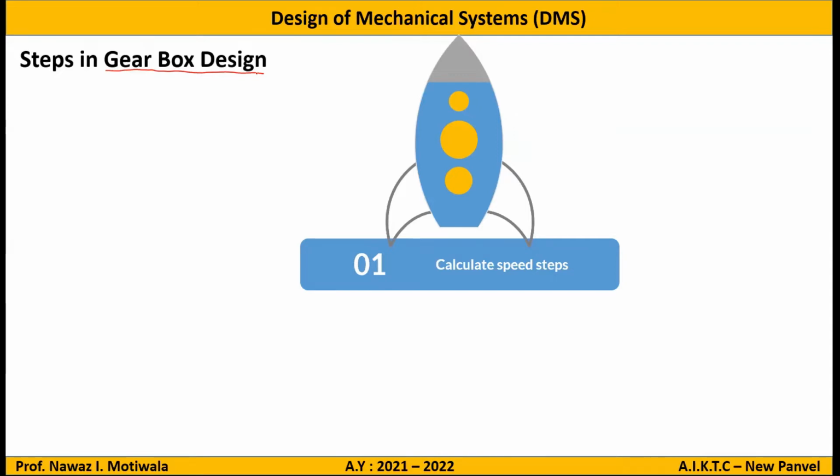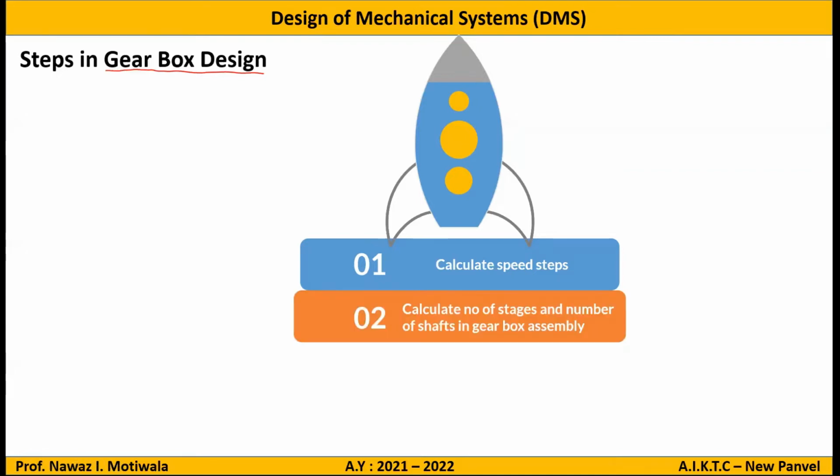So first of all we need to find out, if I want to reach from, let us say, 100 to 500, how many steps I should have in my gearbox. Is 6 necessary, or do I have to go for 8, or 12, etc.? So that is the meaning of calculate speed steps.